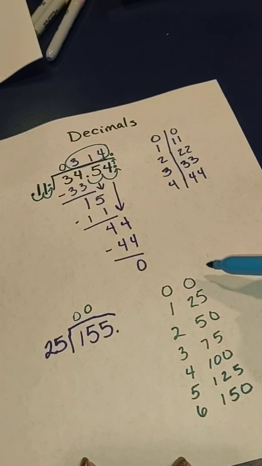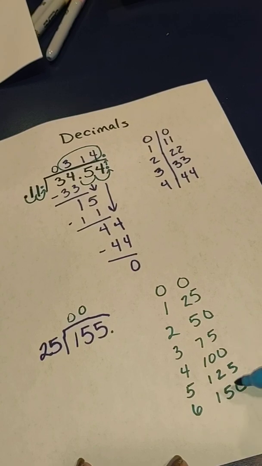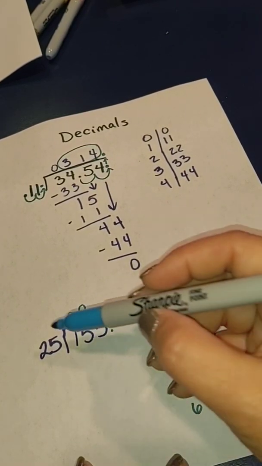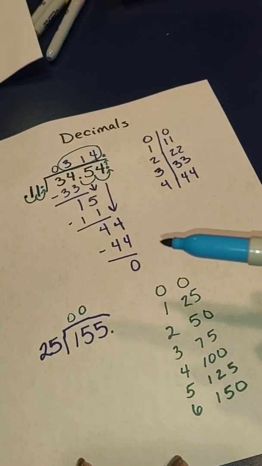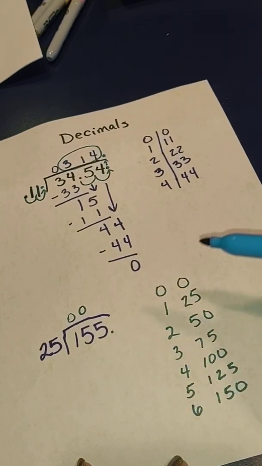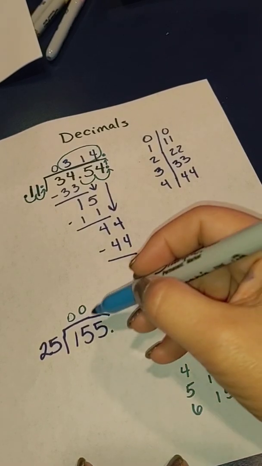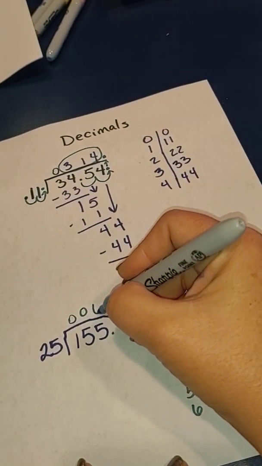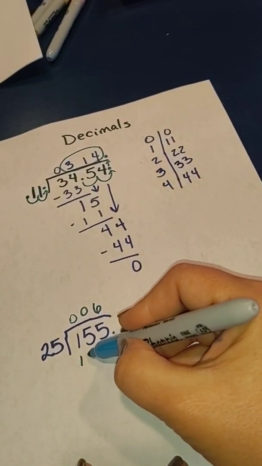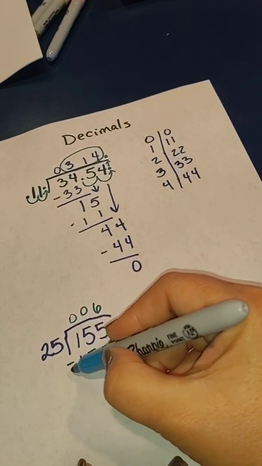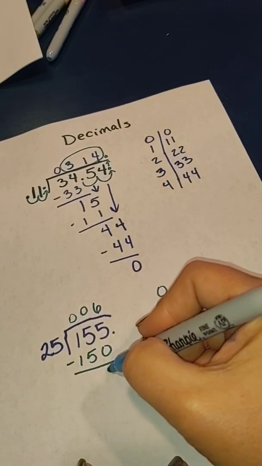Now, if you're making your chart, I'm just adding 25 each time. But you can also say 6 times 25, that's 30, carry the 3. 6 times 2 is 12, 13, 14, 15, 150. Because if you multiply and you get the same thing where you added, you know you're correct. So 150 is under 155, so I'm picking 6. Multiply 150, subtract, I get 5.